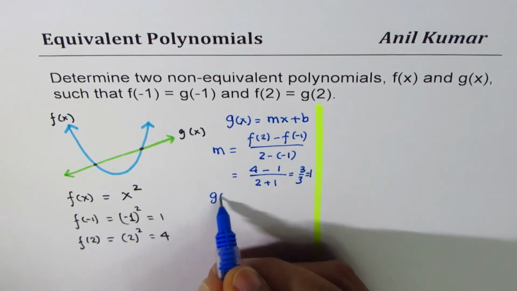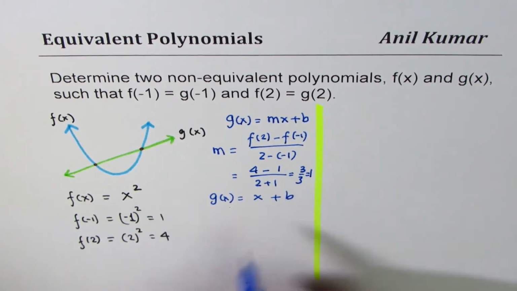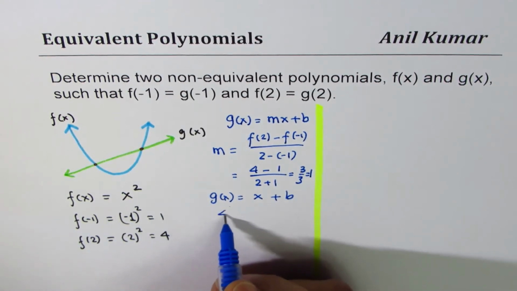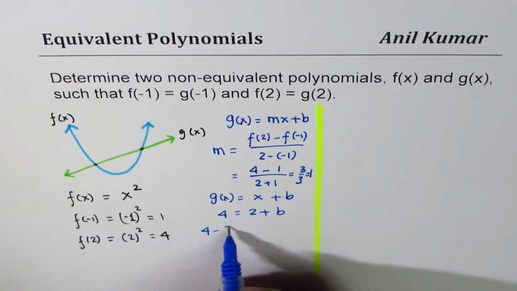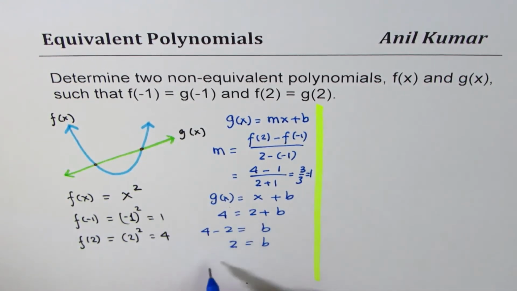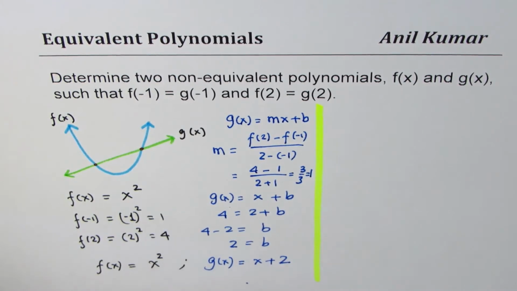So when slope is 1, we could write g of x equals x plus b. To find b, we can use any one of these points. Let's use 2 and 4. So 4 equals 2 plus b, or 4 minus 2 equals b. So b is equal to 2, and therefore g of x can be written as x plus 2. So the equation of the line becomes x plus 2. On the other hand, the function f of x, which we originally took as x squared, is the other function. And you can check that for these 2 points, their values are same. However, for other points, they have different values. Well, for non-equivalent polynomials, even if their value is different for a single point, they are not equivalent, right? That's the whole criteria.